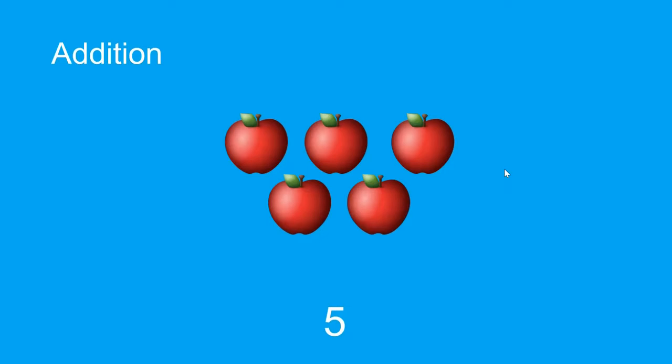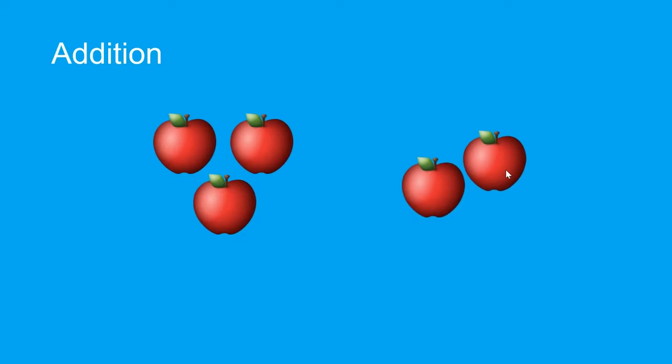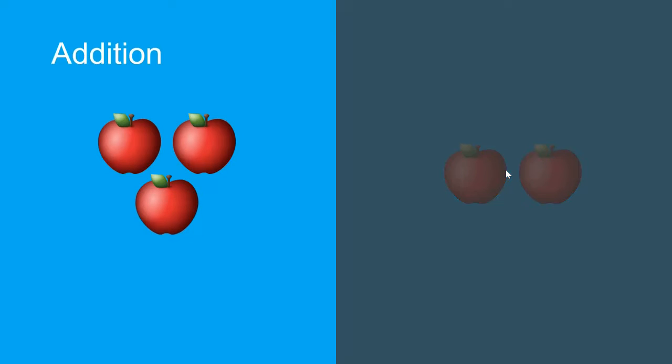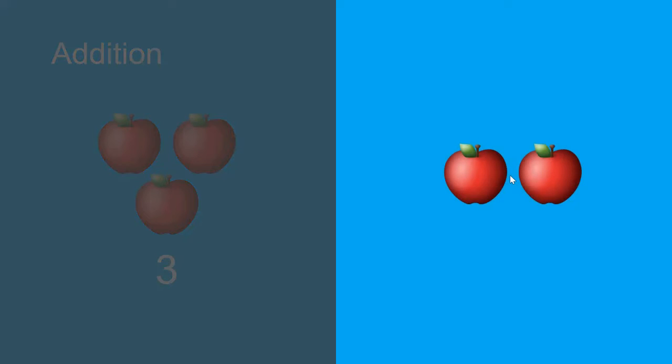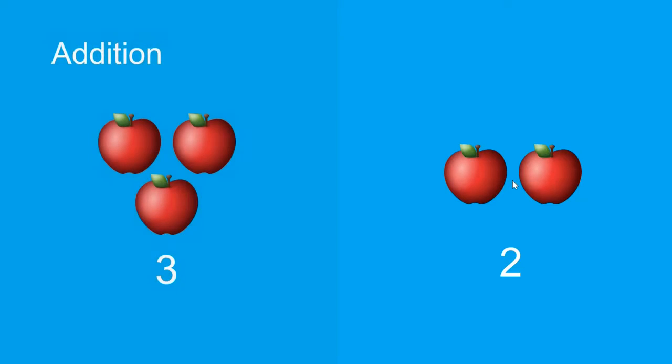Okay, let's try this again. But now we have to write the maths sentence for this addition. Again, we'll start. On the left, we have 3 apples. On the right, we have 2 apples. So, when we add them together, we get this. This is the maths sentence for the addition.